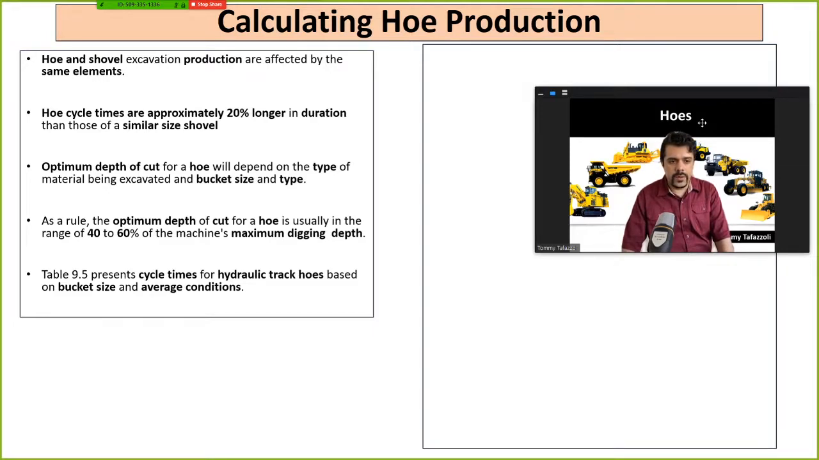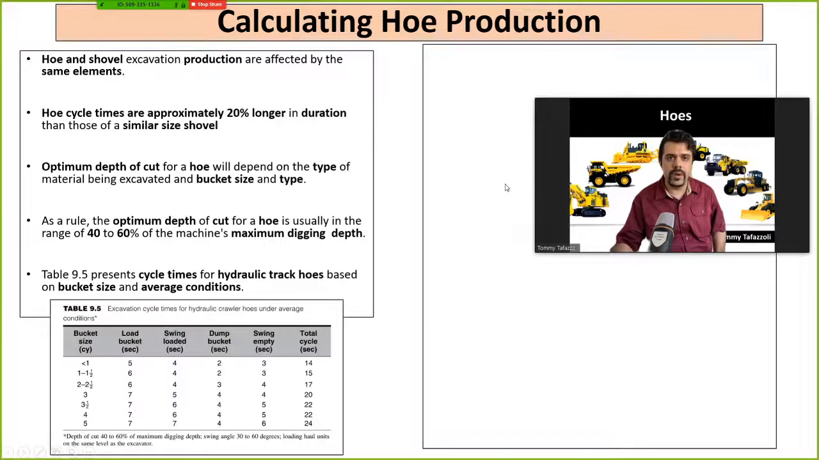Okay, so there is a table that shows the cycle times of a hoe, which we will see in the next slides. So the elements of the cycle time for a hoe are, yes, this is the table. These elements are pretty much the same. I mean, they do not vary a lot, but they mostly depend on the size of the bucket.